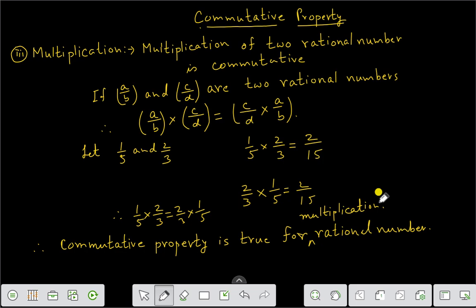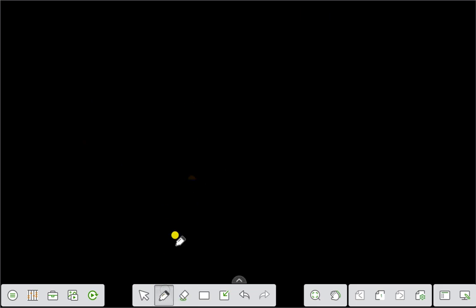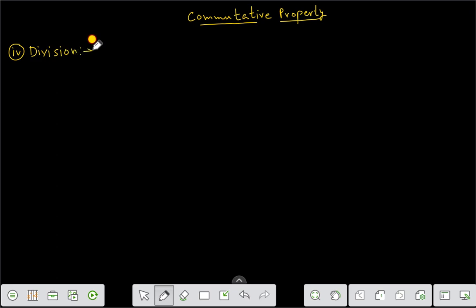Now we'll deal with division. Let us find the division, that is, the commutative property of division of rational numbers. Let us take one example.